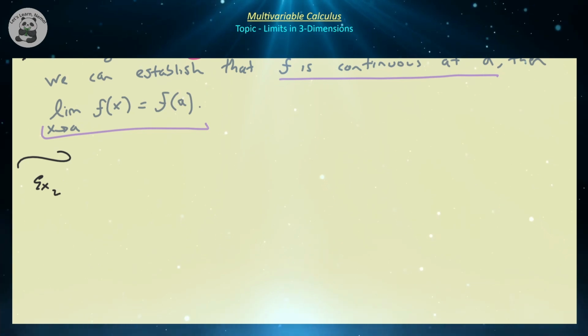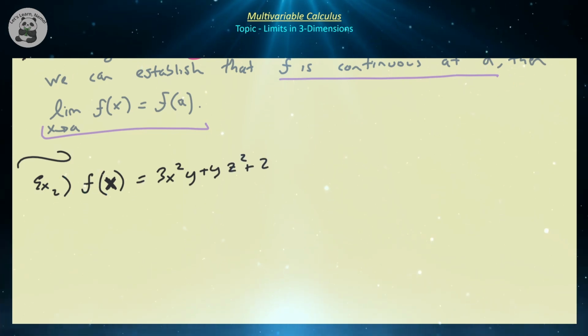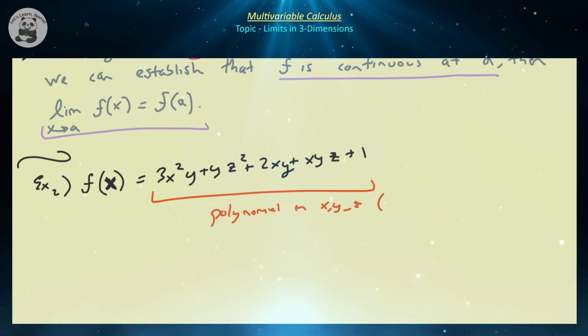So let's look at just another example to see if we understand that main idea. Let's call this example 2. Let's assume that f of x, and here x is going to represent a vector, so let's actually bold it a little bit, f of bold x will be equal to 3x squared y plus yz squared plus 2xy plus xyz. Let's also have plus 1. Right? So what type of function is this? Well, this is obviously a polynomial in x, y, and z, or we can say in bold x. So it's a polynomial in vector form.